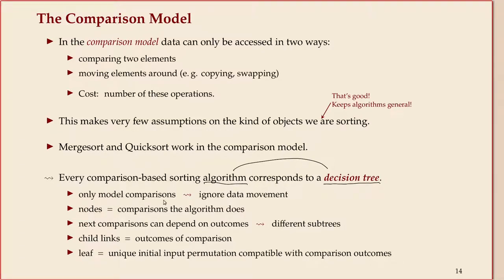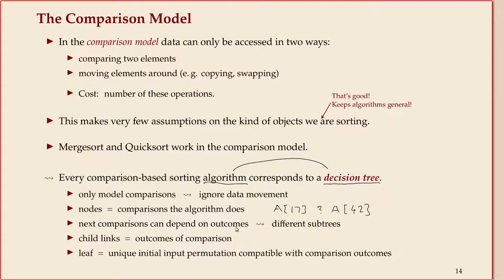So we model only the comparisons. We ignore the data movement. The actual algorithm has to swap elements around. The decision tree completely ignores this. The nodes in the decision tree are the actual comparisons that the algorithm does. And this could mean, it could say we compare the element at position 17 with the element at position 42. And that can have a couple of different outcomes, smaller, equal, or greater. And that's what a single node in the comparison tree encodes.